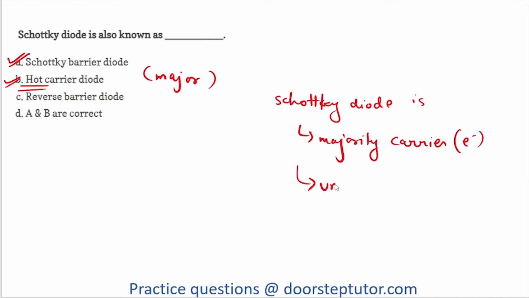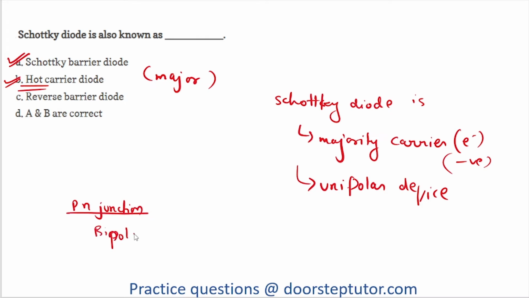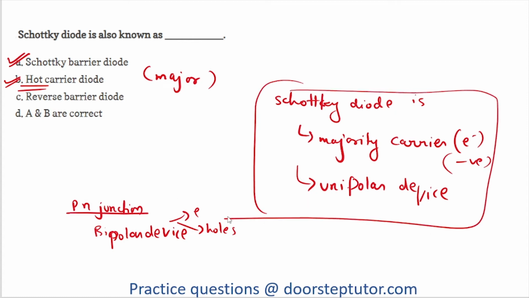So it is also known as a unipolar device. It is a unipolar device because it has only one polarity of charge carrier, that is electron, that is negative, right? Whereas in the case of PN junction diode, we have seen the PN junction is a bipolar device because it has two charge carriers, that is electrons and holes. So this statement is again very important regarding the Schottky diode. We can say option D would be the correct answer.